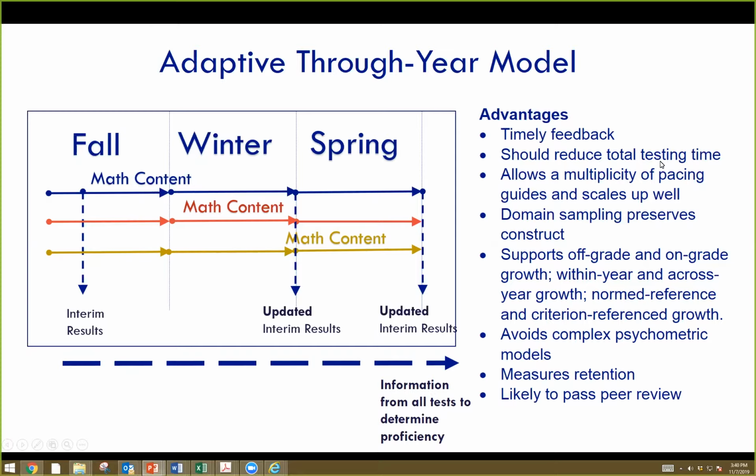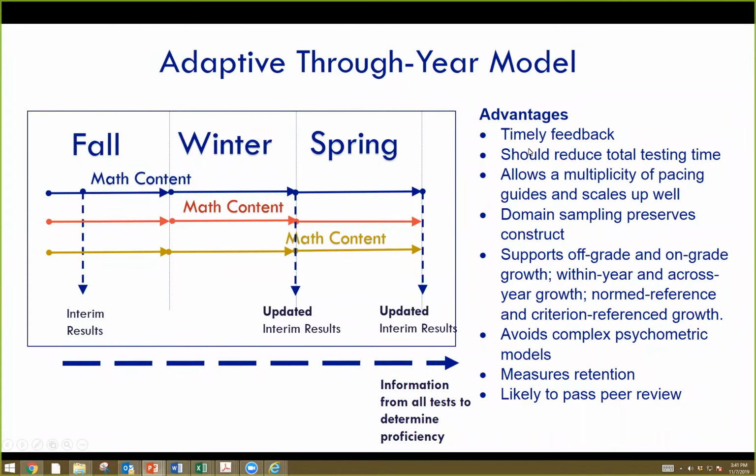It should reduce the total overall testing time. Like I said, there's about 107,000 students out of 144,000 students in the spring that were taking both the MAP Growth and the NSCAS. Well, now they only have to take one test. They only have to take this adaptive through-year model. And so they only have to do that one time. And so they only have to take one test at that time, and they get information on both of those pieces.